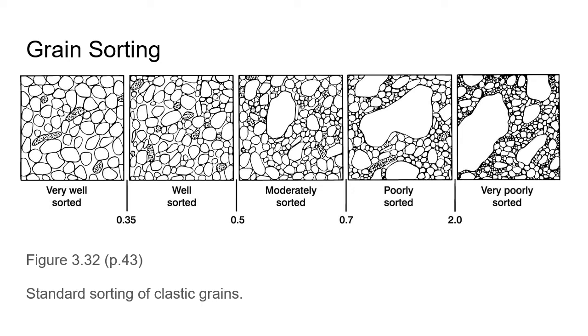This is a good factor when figuring out maturity. Typically, our more mature bodies of sediments are going to be more on the well-sorted to very well-sorted side, and our poorly sorted to very poorly sorted usually lean more towards immature assemblages of sediments.